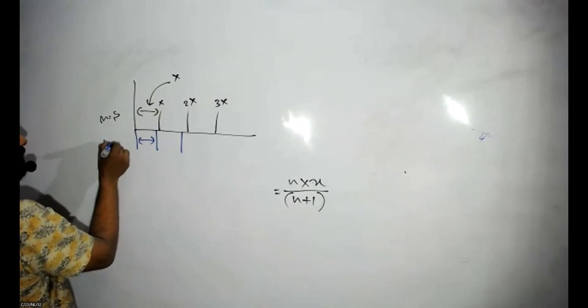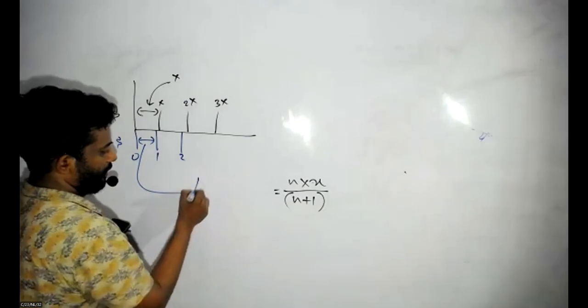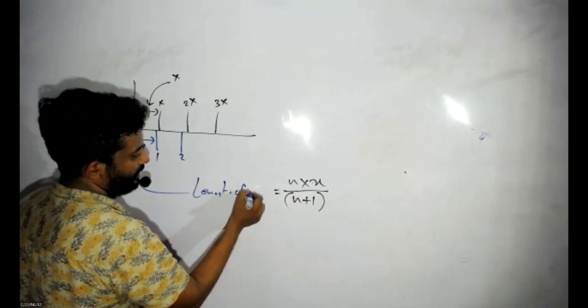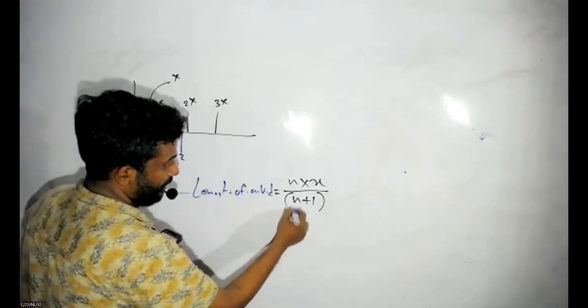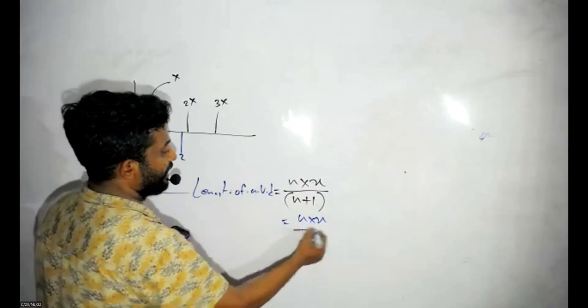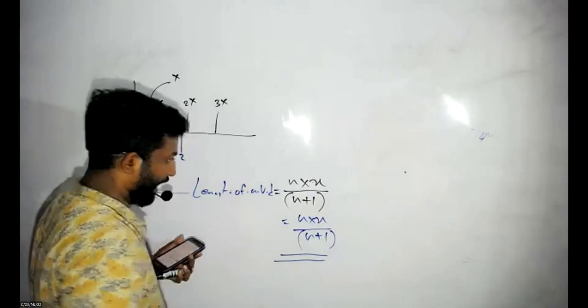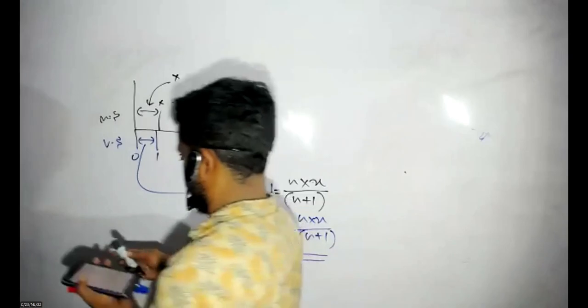This one is the vernier scale: 0, 1, 2. The length of a vernier division: the length of this division is n into x, the total distance of the main scale, divided by n plus 1. This one is the answer. Can you find the least count of this scale? What should be the least count? This first gap.